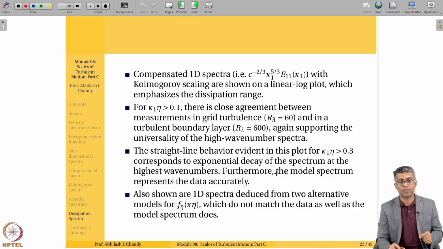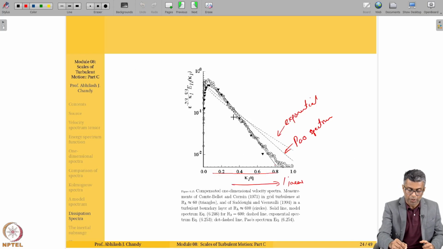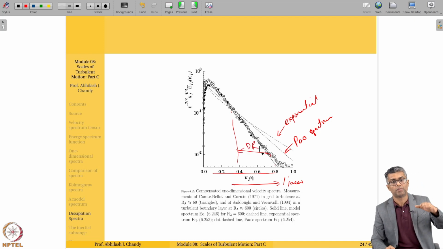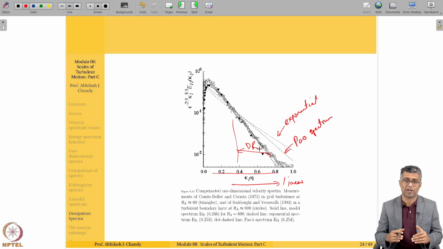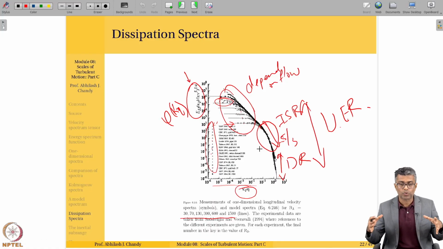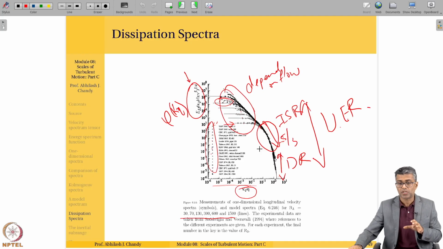Now, the straight line behavior is evident in this plot for kappa 1 eta greater than 0.3, which corresponds to the exponential decay of the spectrum. So you will see that beyond 0.3, and this is your dissipation range, you will see that straight line behavior, because you have the exponential spectrum plotted on a log scale on the y-axis and a linear scale on the x-axis. Linear scale mainly to enhance the dissipation range so that you can see it clearly. Here, when you looked at this plot, everything was together, so the dissipation range couldn't be emphasized as much, whereas here you're doing that.